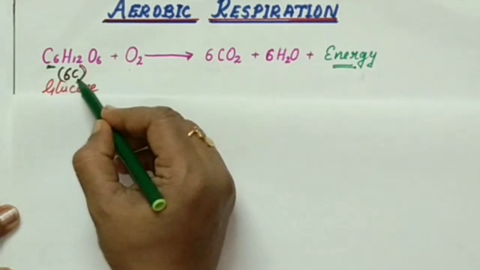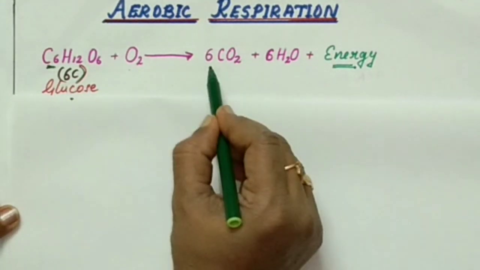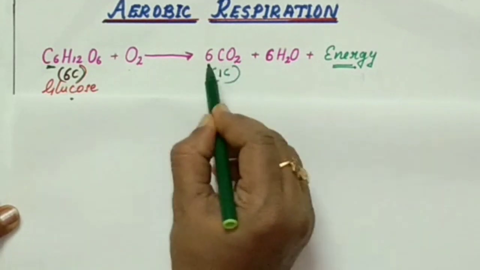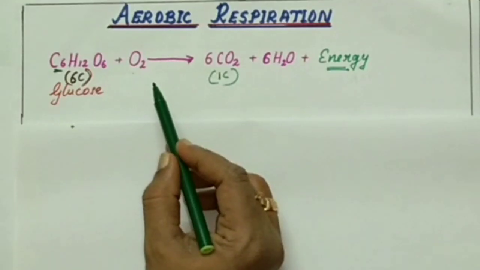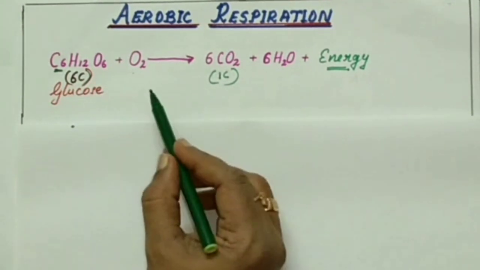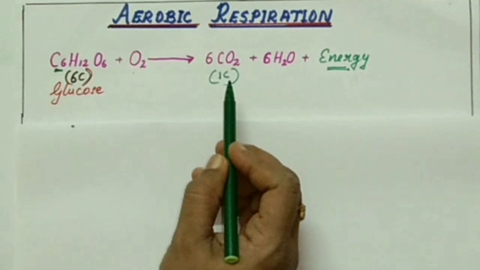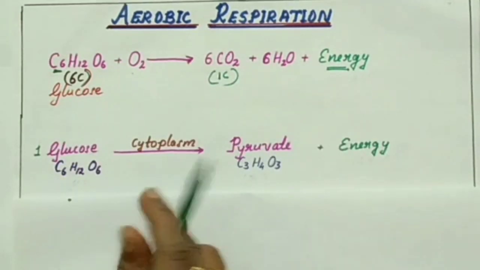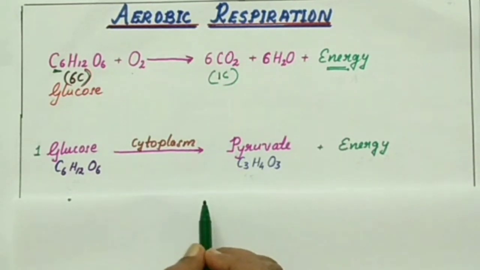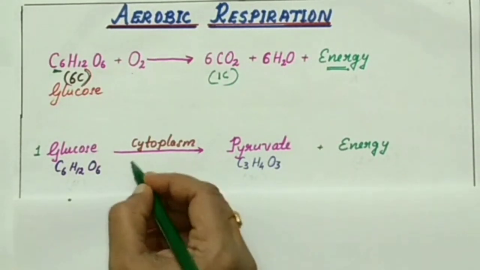So here the 6-carbon compound, that is glucose, is broken down or oxidized into the simplest 1-carbon compound, that is carbon dioxide. Breakdown of glucose in the cells involves many steps, and some of these steps occur in the cytoplasm and some occur in the mitochondria. The first step takes place in the cytoplasm and it does not require oxygen. This first step, which takes place in the cytoplasm, is called glycolysis.